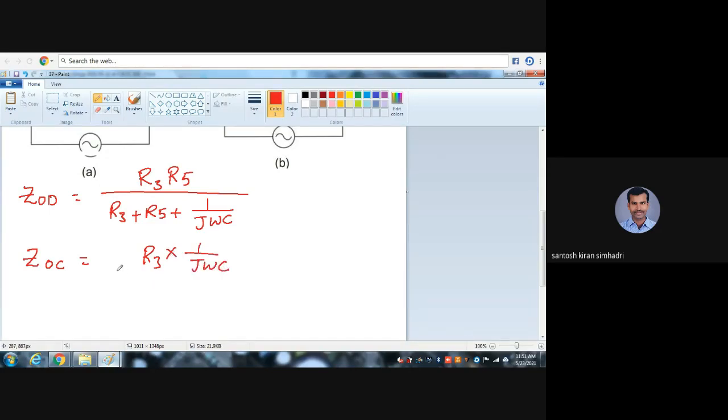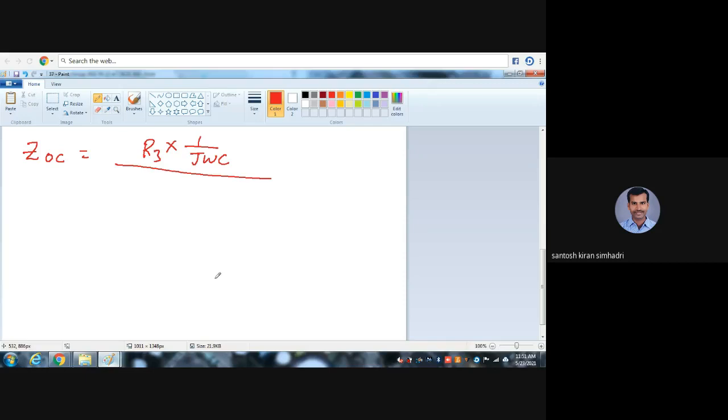Sir, is derivation required? I think it's not required. Directly you can write, because you are in the fourth year right now. Just directly you can write these equations. The next equation is R3 plus R5 as it is. This is compulsory for all equations. 1 by j omega C. So this we can also write as Z3.